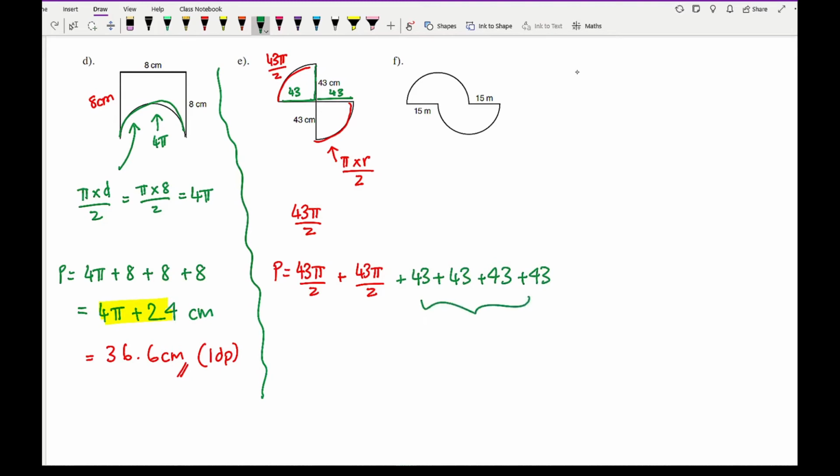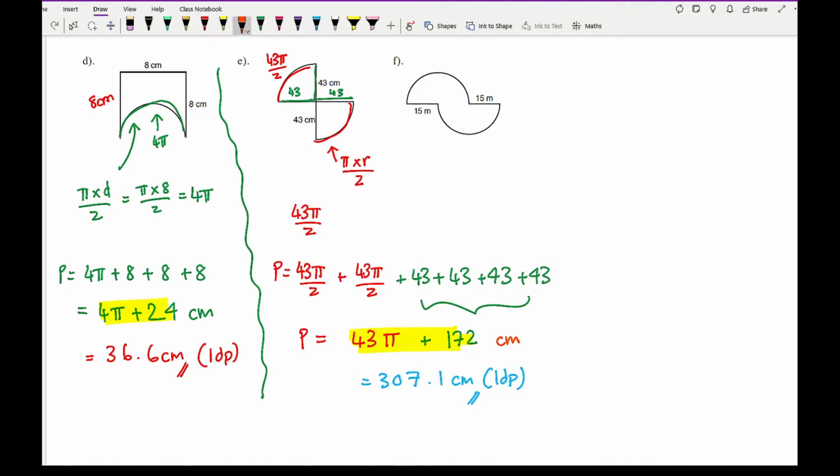Now if I join these 43s together, then what I end up with is 172, and if I have 43 pi over 2 plus another one, well, that's going to be 2 halves, which is just a whole, so that's going to be 43 pi, and that's 172 plus 43 pi. So if I was going to write my answer in terms of pi, then that is basically what I would have on a non-calculator question. But if it was a calculator question, I'd actually need to type it in. So it's going to be 43 pi plus 172, and that's going to give me 307.1 centimeters, and that's to 1 decimal place.